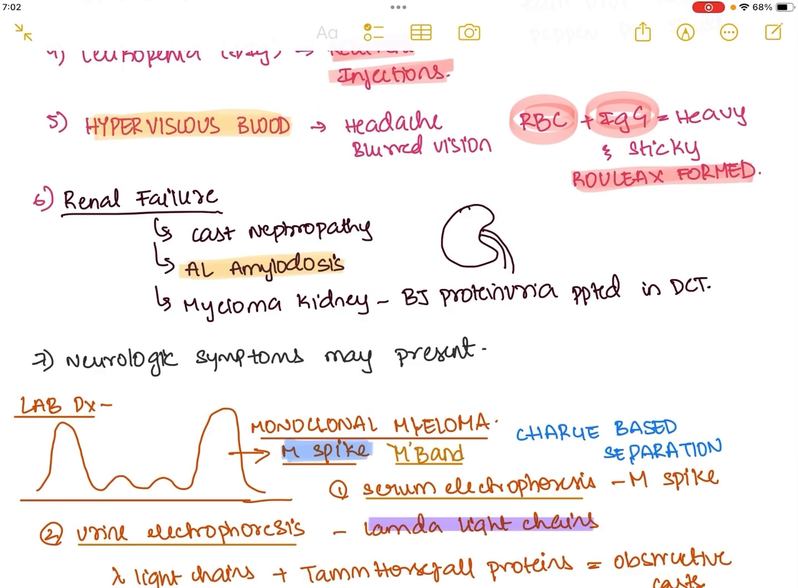In the kidney, you have to remember 3 points. One is in the urine, you can see this Bence Jones proteinuria. Bence Jones proteins get precipitated in the distal convoluted tubule. The second point is cast nephropathy. Third point, because of these abnormal proteins floating around in the organ, you can see AL type of amyloidosis. So these are the 3 main points you have to remember in the kidney. Write it in the exam, you'll get the full marks. Trust me. Right, these neurologic symptoms may also be present later in this condition.